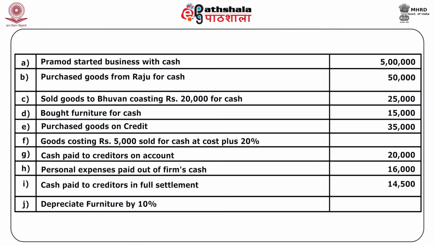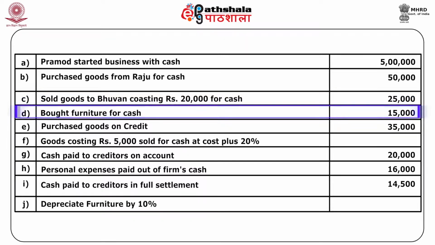Let's prepare an accounting equation on the basis of the following question. The first point of the question is Pramod started business with cash of 5 lakh. He purchased goods from Raju for cash of 50,000, sold goods to Bhuvan costing rupees 20,000 for cash and sold it for rupees 25,000.